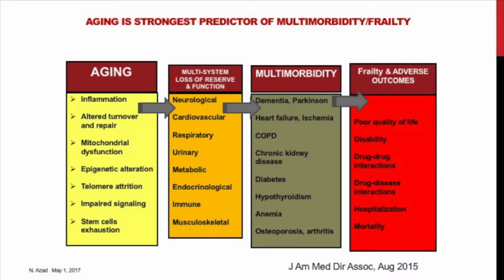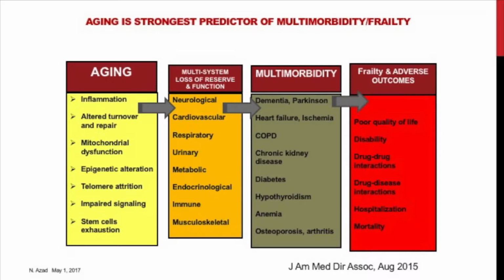So aging is the strongest predictor of multimorbidity and frailty. Let's start from the beginning. These start with our hardwire, or genes, followed by inflammation, and the inability of the cells to repair themselves. We lose mitochondria, which is the motor engine of the cells.